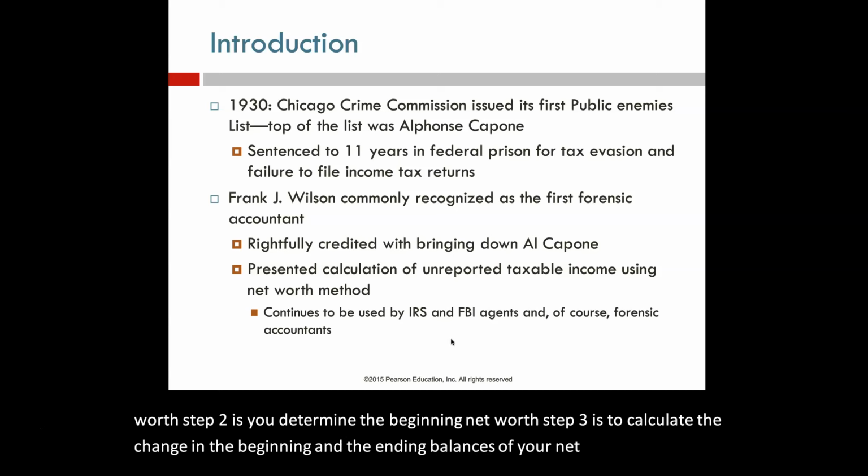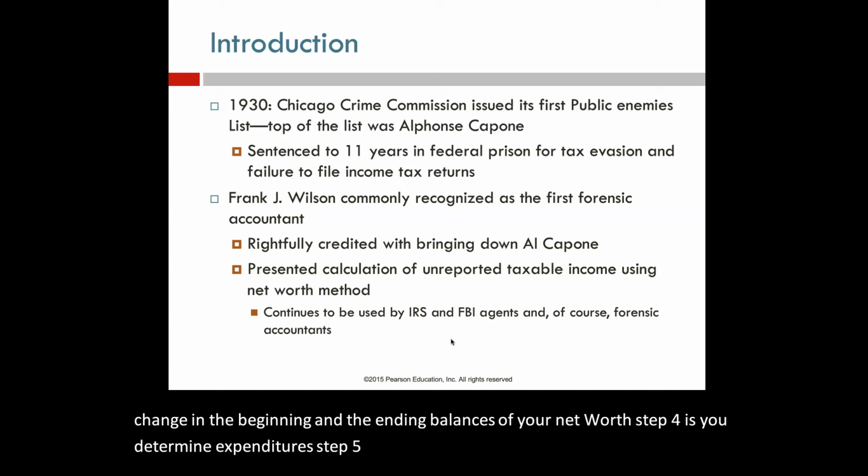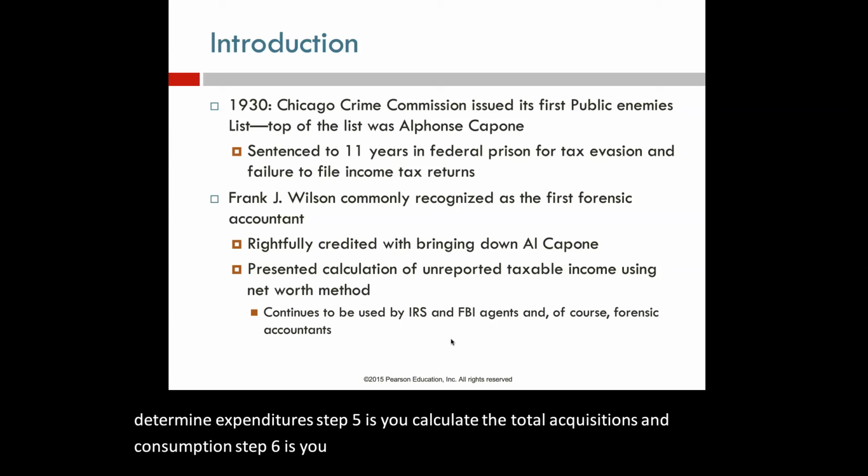Step 4 is you determine expenditures. Step 5 is you calculate the total acquisitions and consumption. Step 6 is you determine reported income plus legitimate sources. And lastly, step 7 is you calculate unreported income.